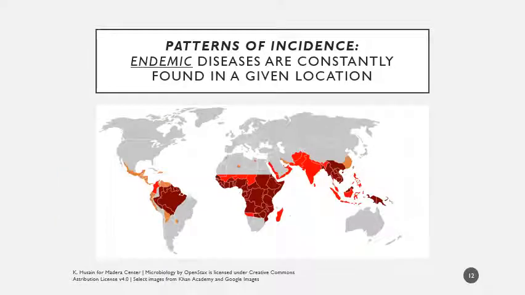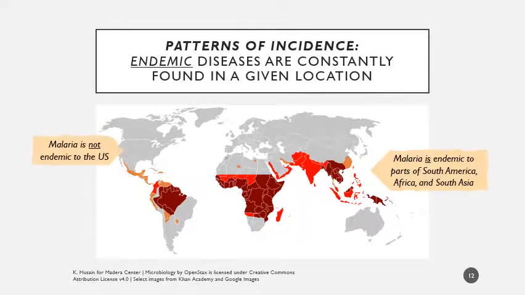Another pattern of incidence is endemic. That means that something is consistently found or constantly found in a given location. This heat map of the world is showing cases of malaria, or incidence of malaria. If you look at the United States, malaria is not endemic to the United States. We would not expect to find any new cases of it there unless someone is contracting malaria somewhere else and then coming back to the United States.